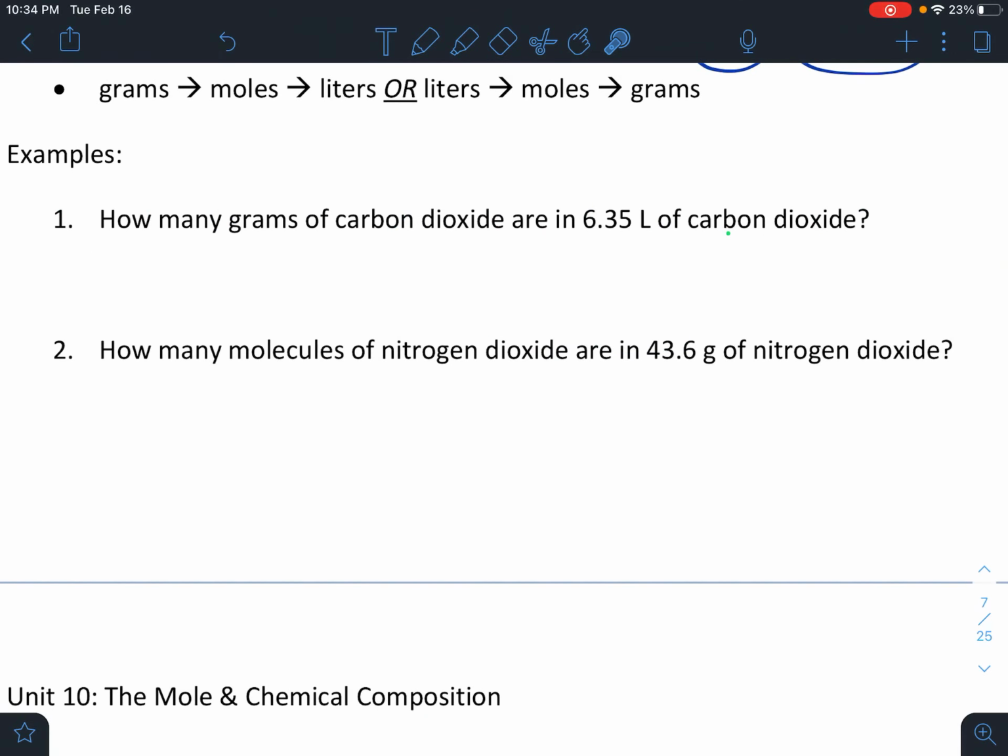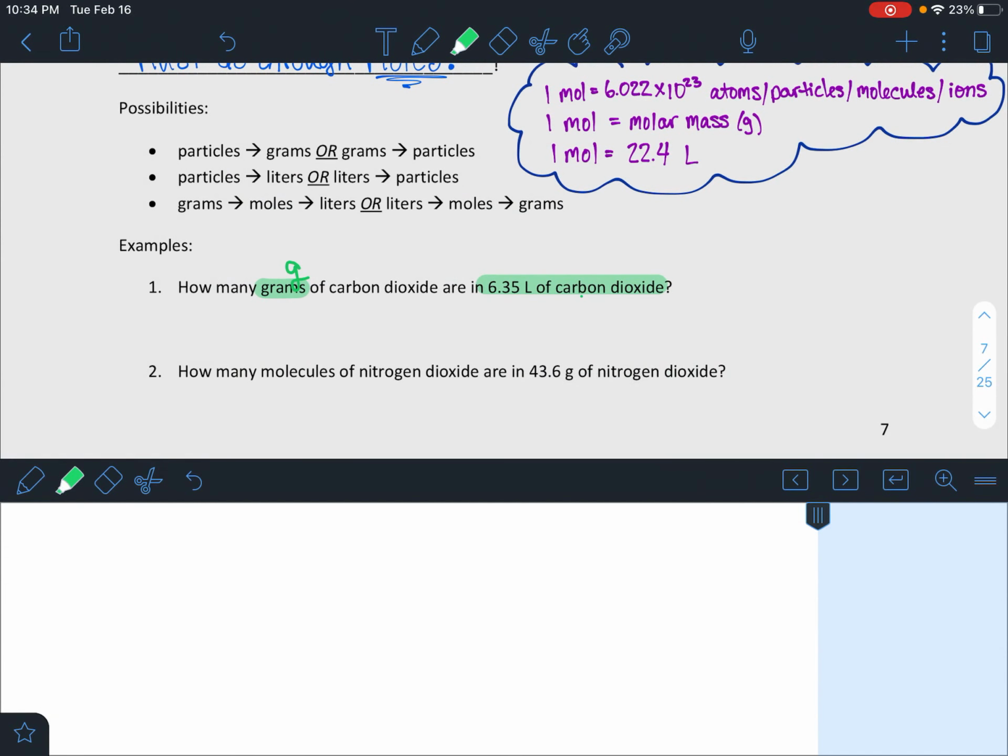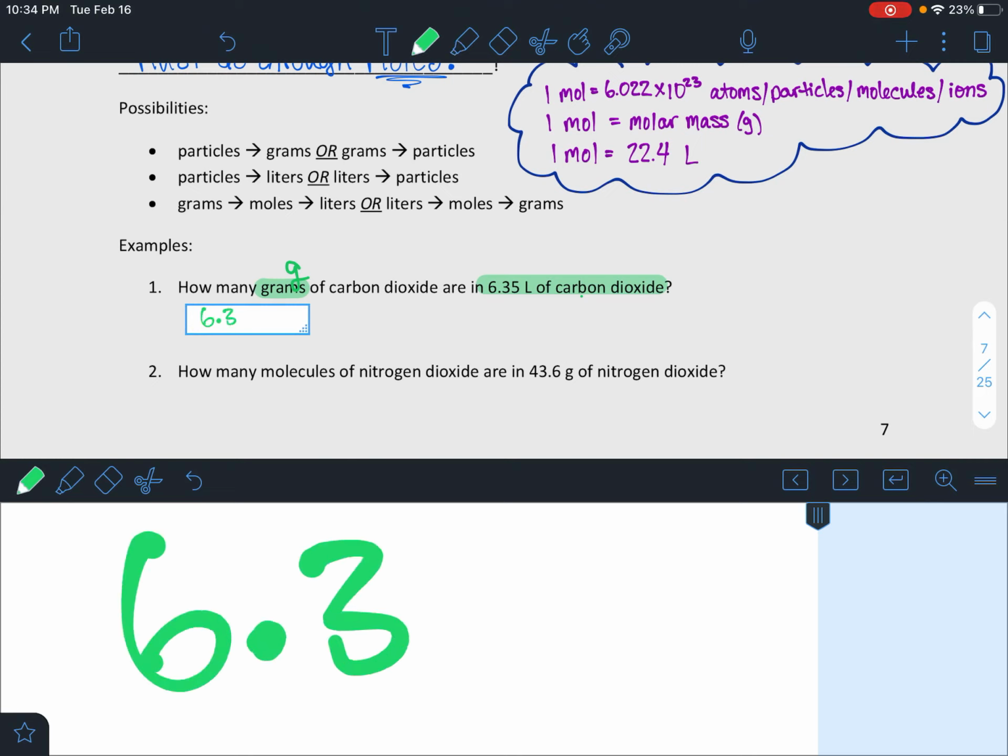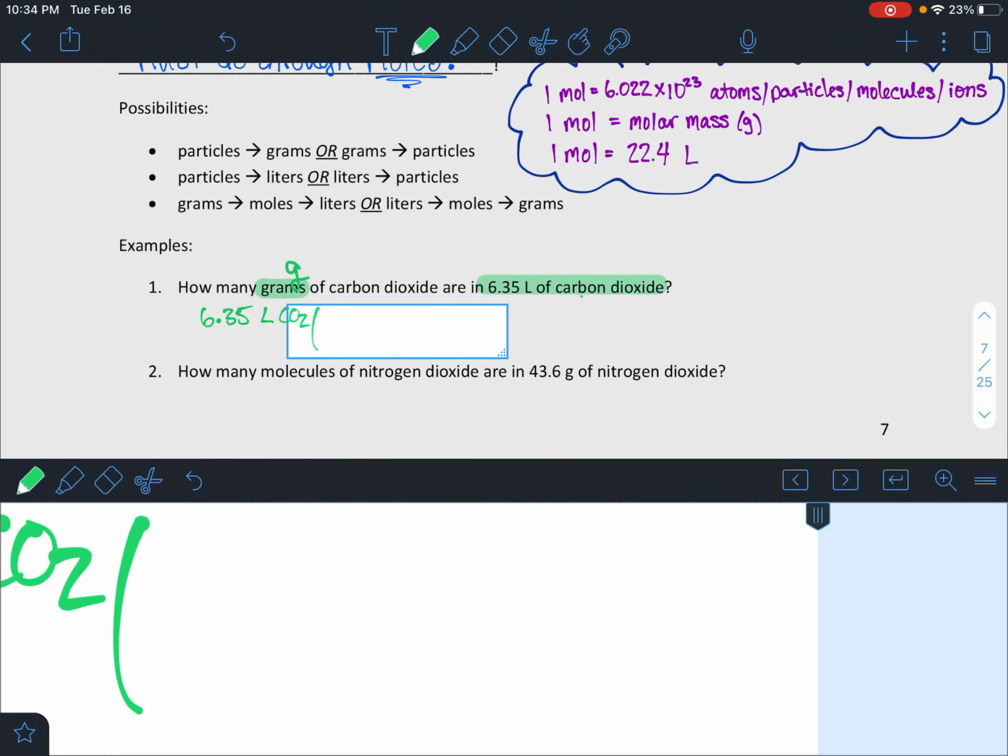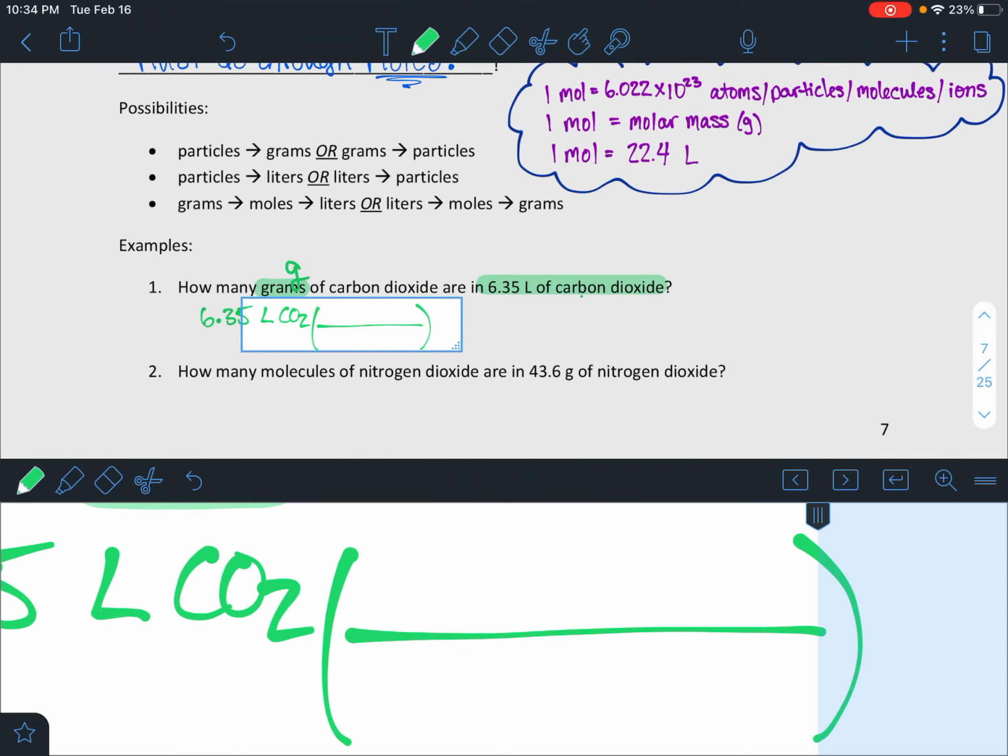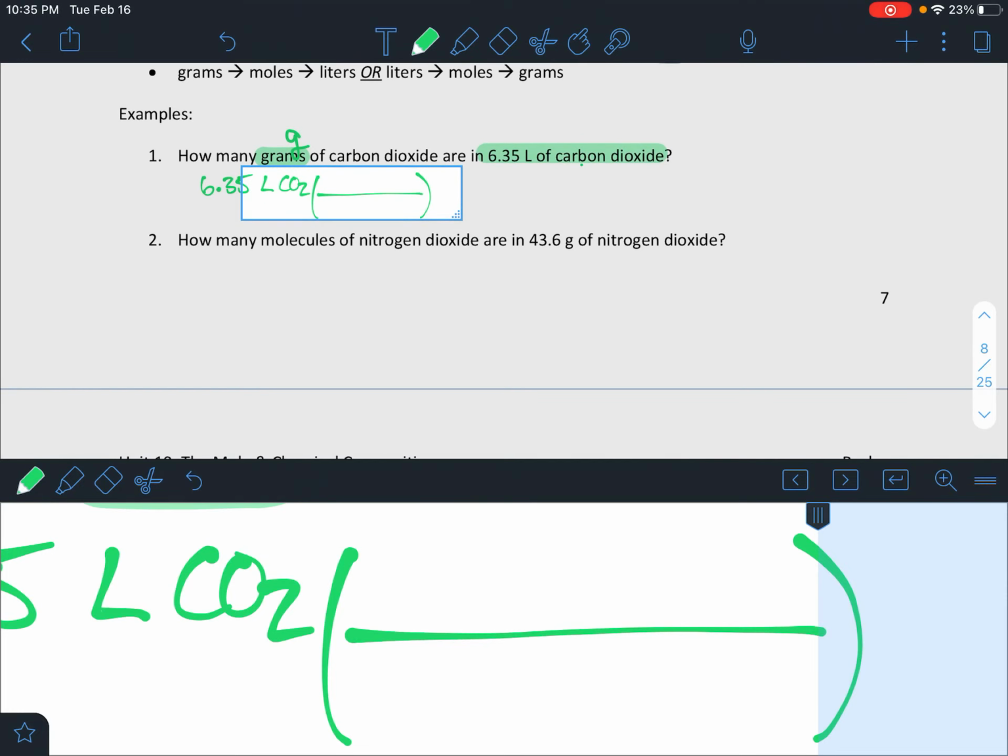So in this first problem, it says how many grams, remember grams is a G, of carbon dioxide are in 6.35 liters of carbon dioxide. So we start off by writing our given. So we have 6.35 liters of CO2. And we build our conversion factor. Remember, you always put the unit that you start with into the denominator of the conversion factor. So we put liters of CO2 down here.